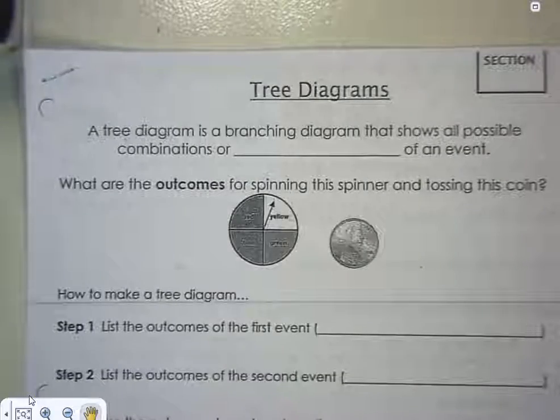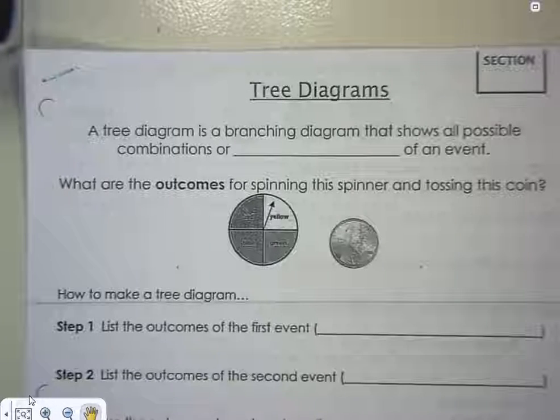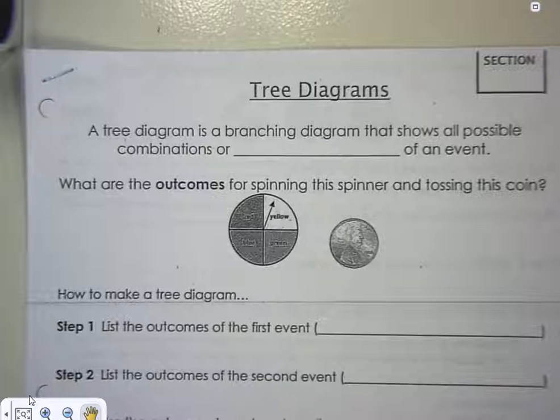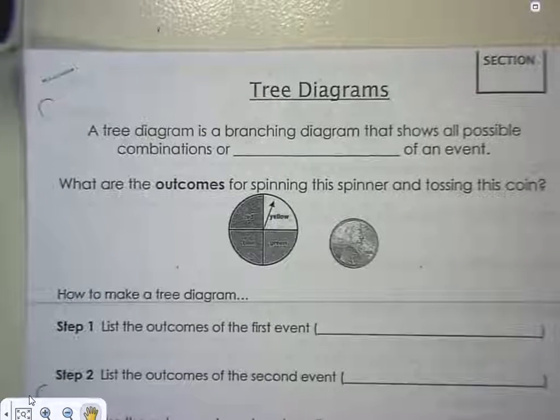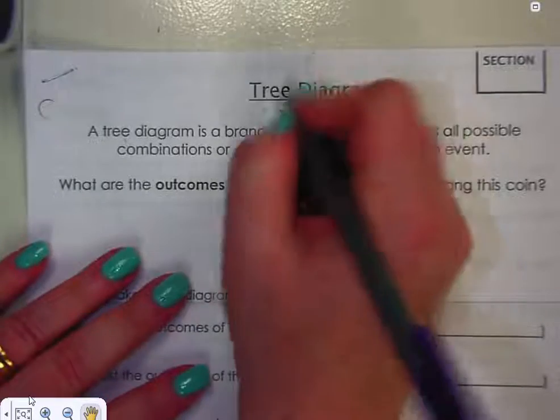You need experience with them to be good at them yet. So we're going to do a little more notes on tree diagrams and take a little more practice. They are important that we understand. So a tree diagram is a branching diagram that shows all possible combinations or what of an event? What do you think? Outcomes. That's the math term.